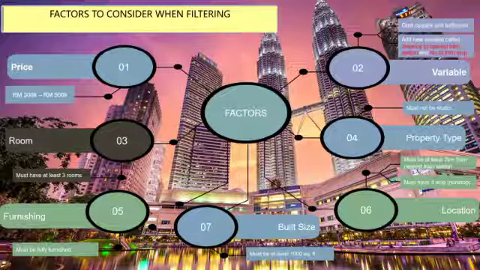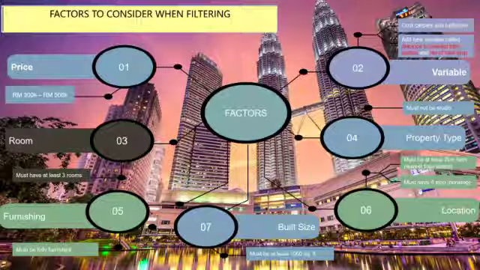And other factors that we consider are rooms, which should be at least three. Furnished, it should be fully furnished because it's very convenient for the family. And the build size should be at least 1,000 square feet. Location is the most important thing. It should be near to KLCC, and the property type must not be a studio.